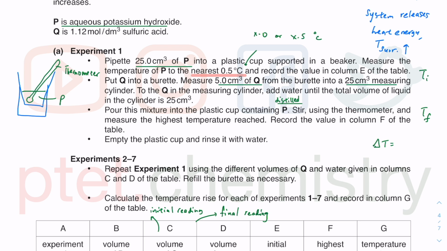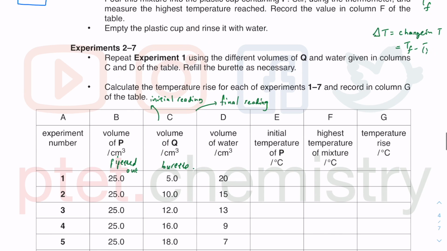You had the initial temperature earlier, now you have the final temperature. The change in temperature is going to be final minus initial temperature, but the biggest mistake that students make is that they forget about the nearest 0.5 degrees Celsius. That means you must have a 0.0 or 0.5, which your calculator will not show you when it's 0.0. Therefore, you need to keep an eye out for these.